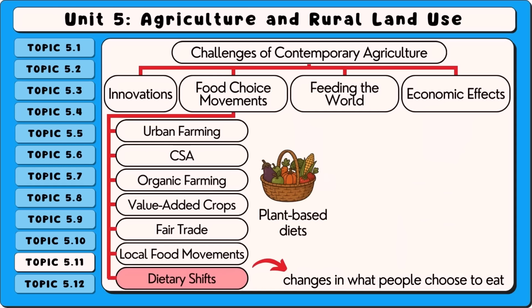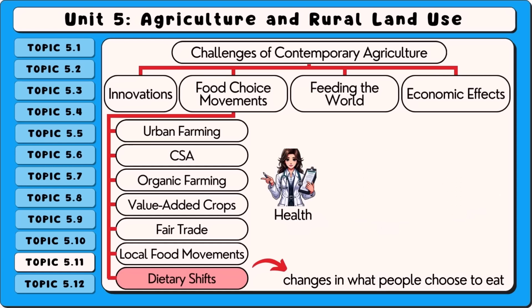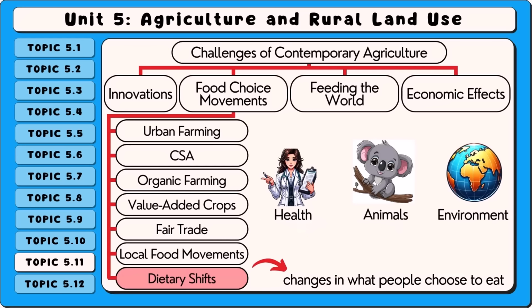More people are trying plant-based diets, eating less processed food, or cutting back on meat. These choices are often driven by health reasons, concern for animals, or the environmental impact of food production.